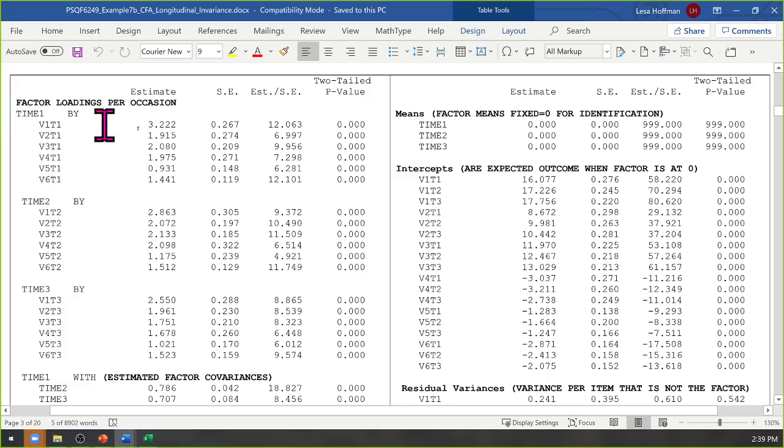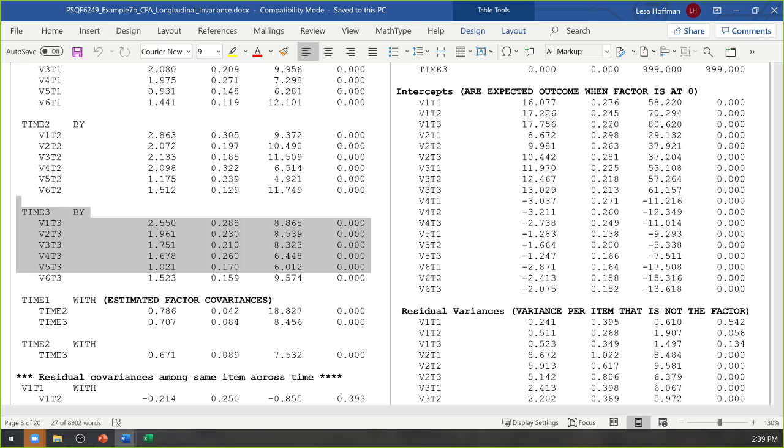So we have the loadings for the same 6 indicators across my 3 occasions. Question, what is SRMR? I know the answer to that.